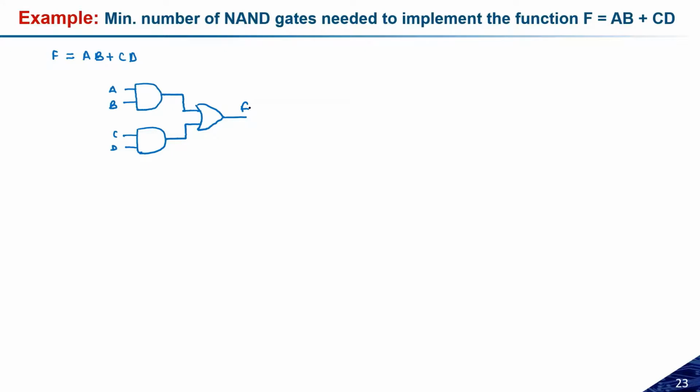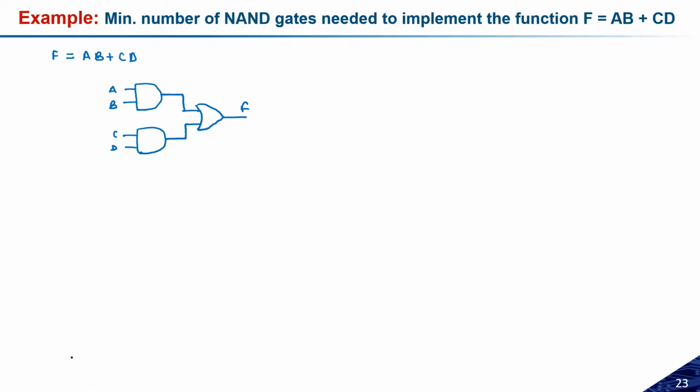Now let us go back to the question again. I have to calculate the minimum number of NAND gates needed. So what I have to do is replace each gate with a NAND gate. Here I have an AND gate, here I have an OR gate. So I need to replace these gates with NAND gates. Let us see how we can do that.